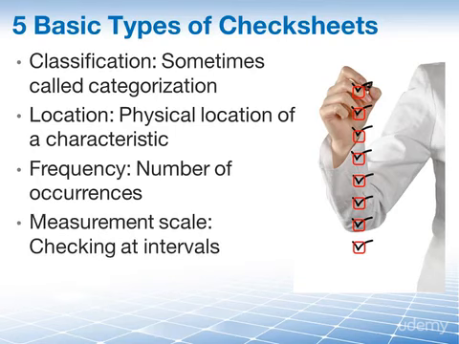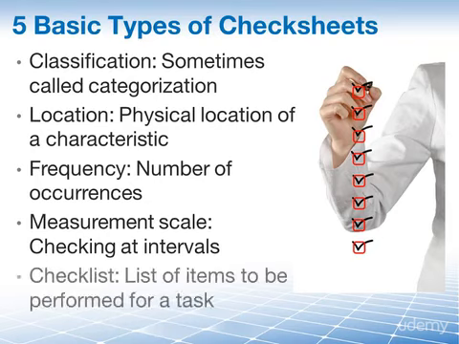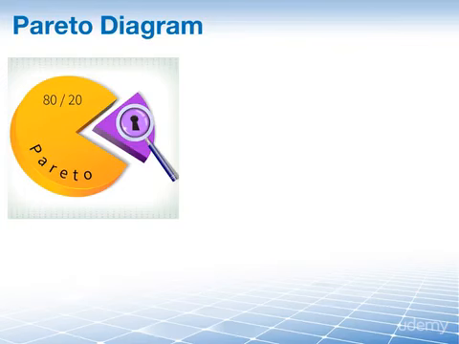Then we have the measurement scale. A measurement scale is divided into intervals, and measurements are indicated by checking at an appropriate interval. And lastly, we have the checklist. The items that are to be performed for a task are listed, so that as each is accomplished, it can be indicated as having been completed. Kind of like a shopping list, really.